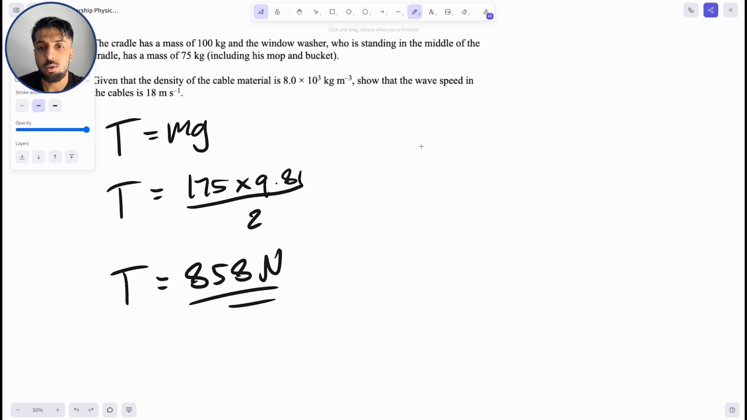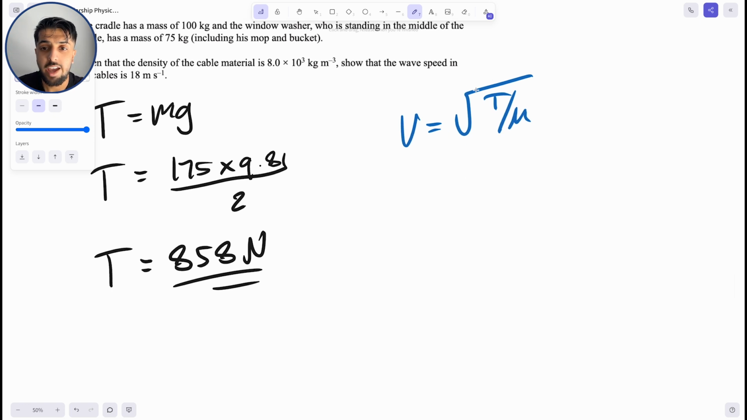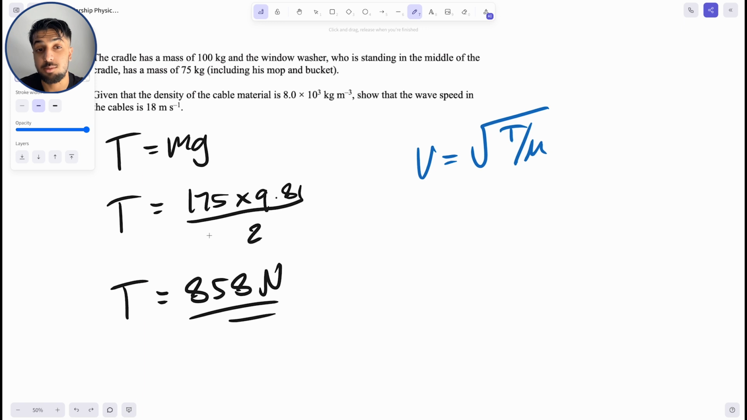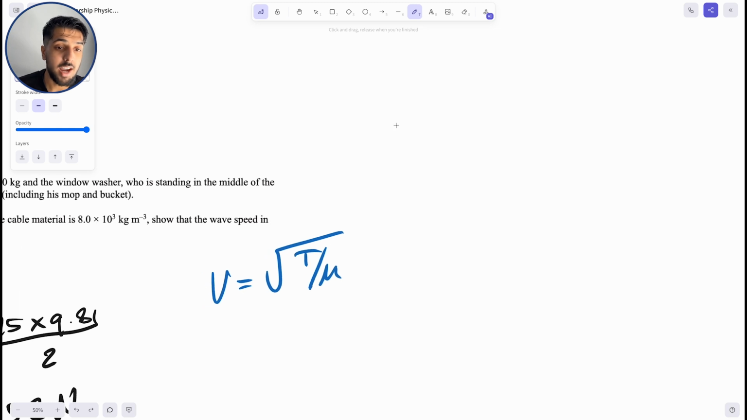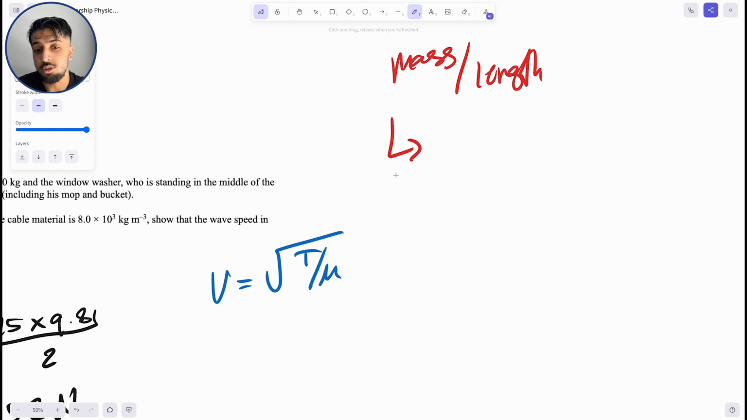So we know that the equation for wave speed in the cable is tension over mass per unit length, and that's all under a square root. We have our tension value right here. However, we do not have our mass per unit length. In order to find our mass per unit length, we need to do some dimensional analysis. By the definition of mass per unit length, we can deduce that the units for mu, mass per unit length, is going to be kgs per meter.